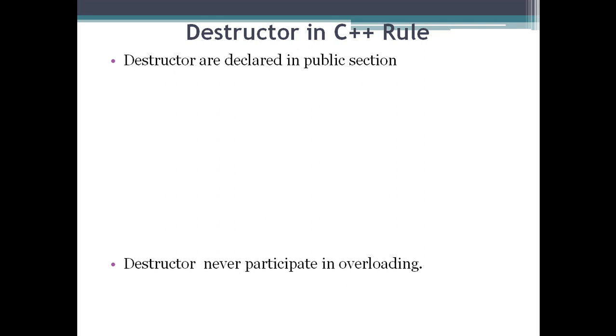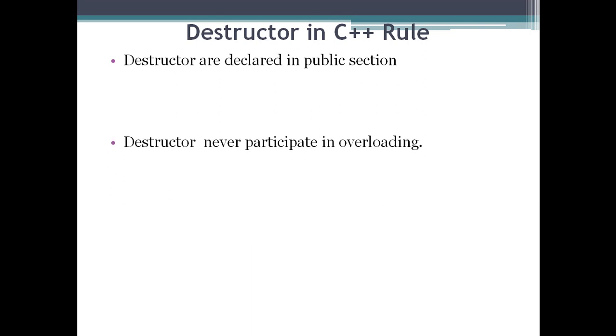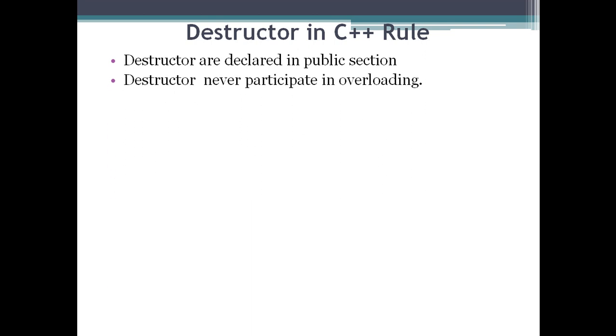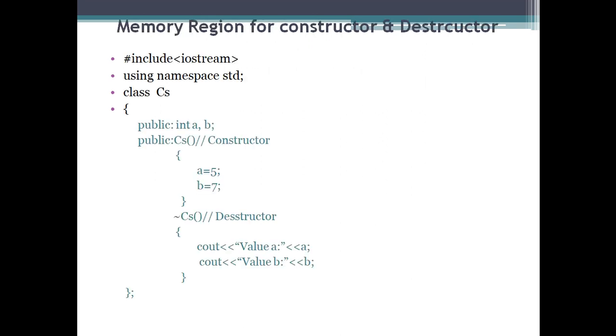And again, very importantly, the constructors should be declared in a public section. Similarly, the destructors are also declared in a public section, and a destructor never participates in overloading. Hence it is always called only once, but constructors will participate in overloading, right?